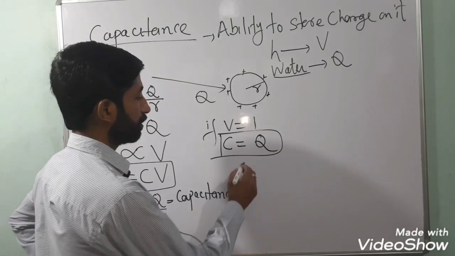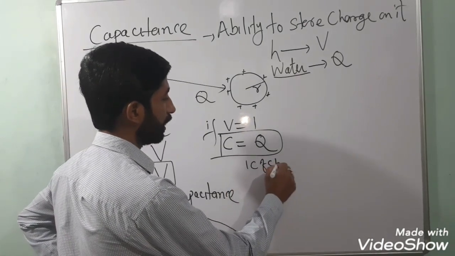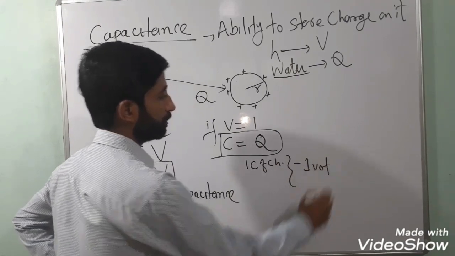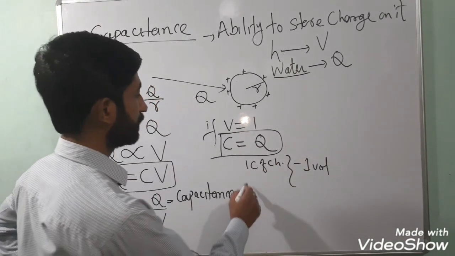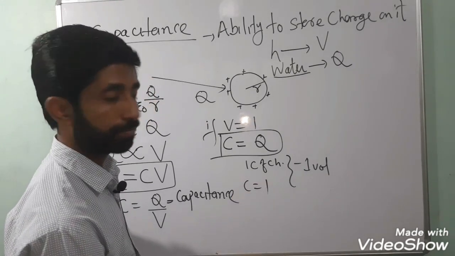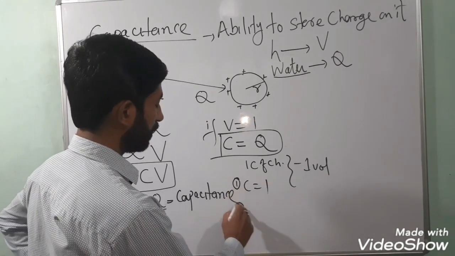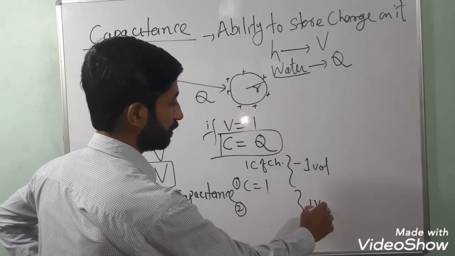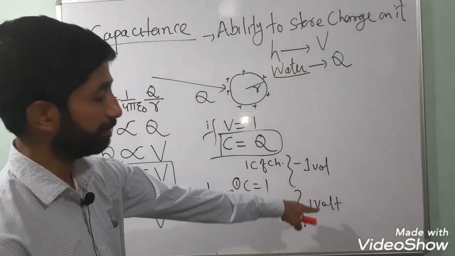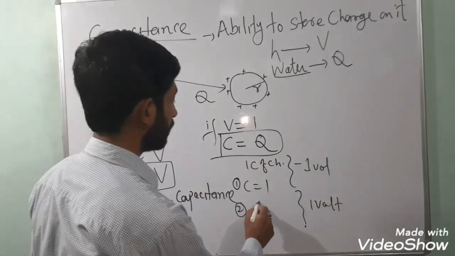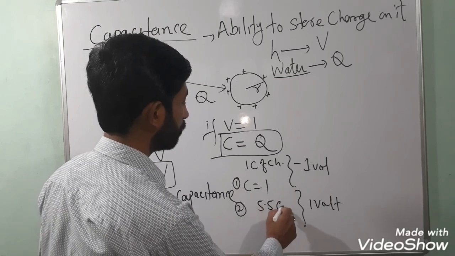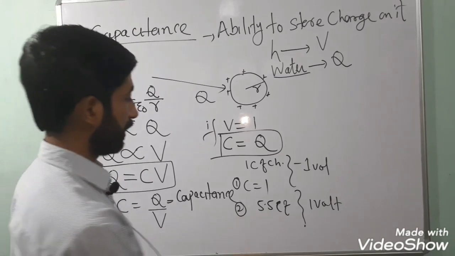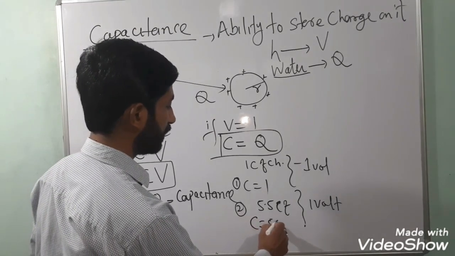Suppose you have to give 1 coulomb of charge to raise its potential by 1 volt. It means its capacitance will be equal to 1. For another conductor, for the same rise of voltage, that is 1 volt, I am giving 5.5 coulomb of charge. Then what is the capacitance? Again its C will be 5.5.